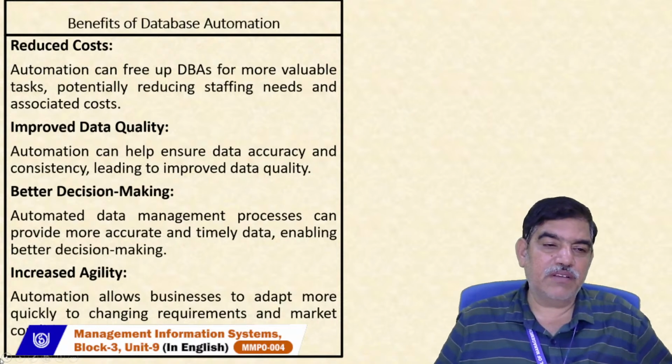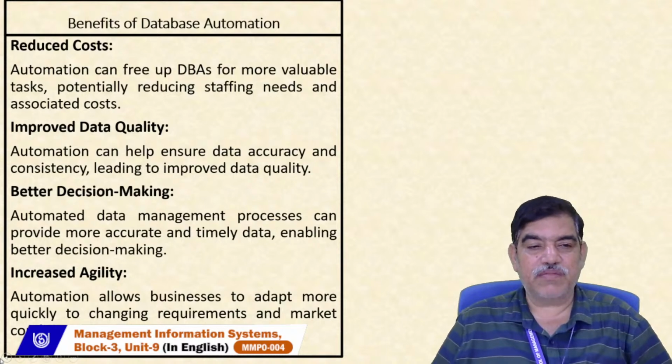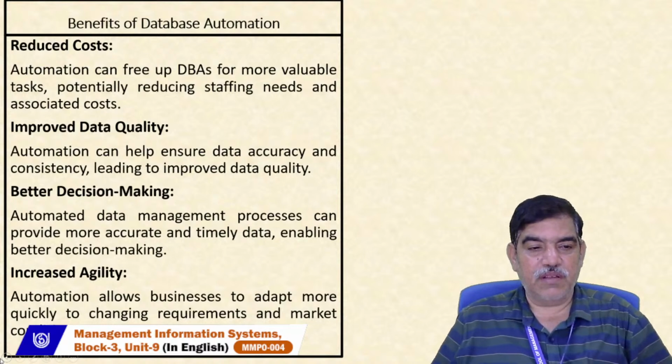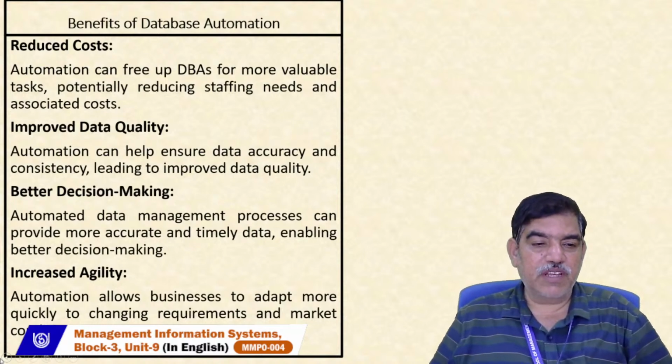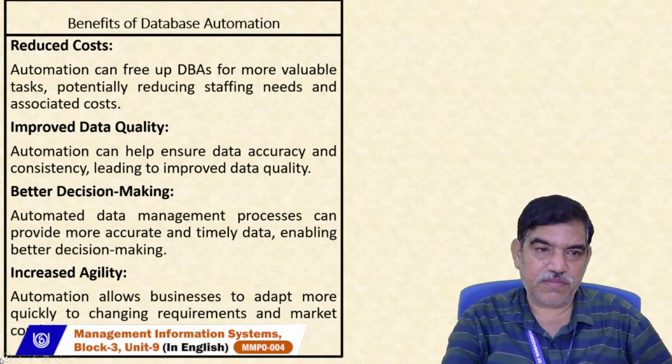Better decision making process. Automated data management process can provide more accurate and timely data, enabling better decision making. Then we discuss about increasing agility. Automation allows business to adapt more quickly to changing requirements and market conditions.